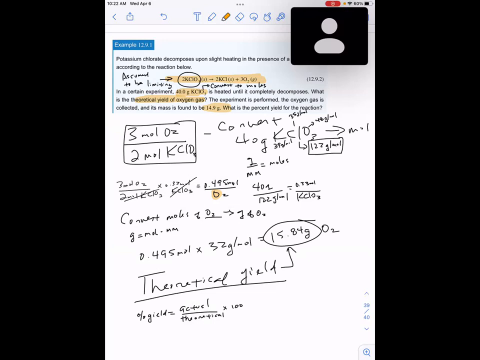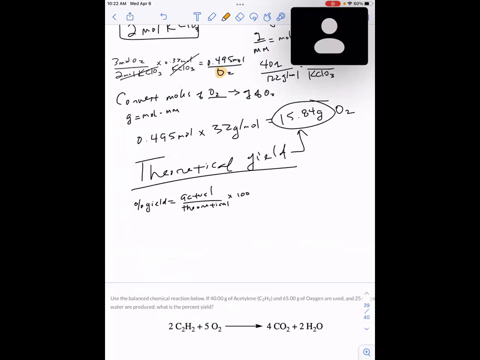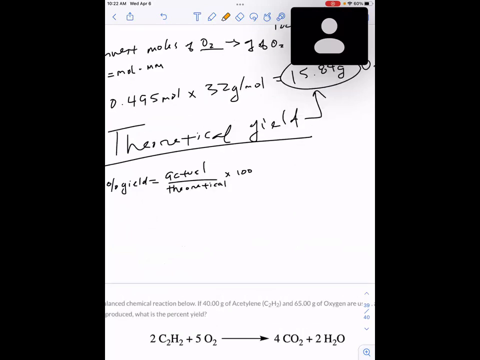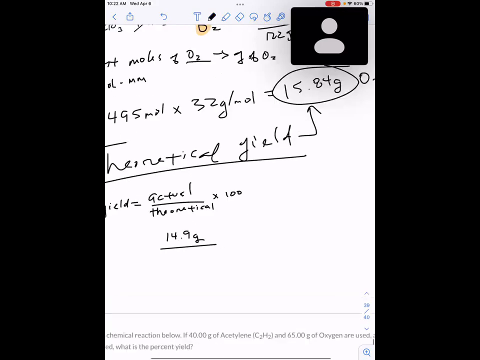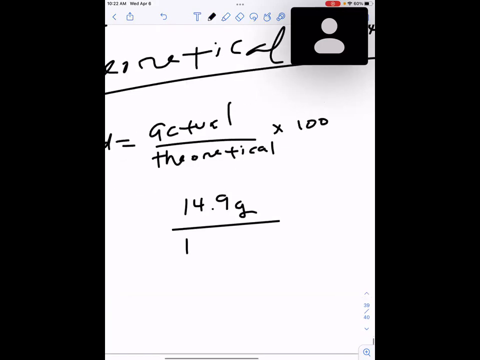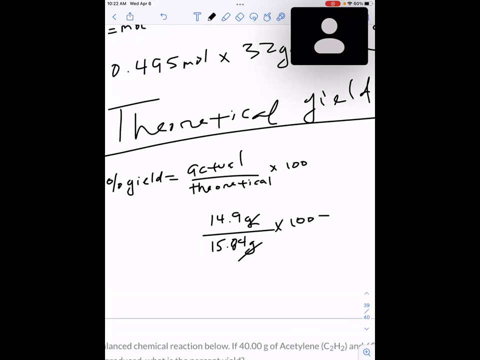So now for percent yield, we're going to put that 14.9, and the percent yield will never be more than 100. If you calculate percent yield and you get a number that's greater than 100, you've messed up somewhere. All right. So we're going to take the actual, which it gave us in the problem as 14.9 grams, over theoretical, which we just solved for at 15.84. Right, so you can see why it has to be in grams, so that can cancel, times 100. It's going to be close to 90. It's going to be 90 something, but not quite 100.